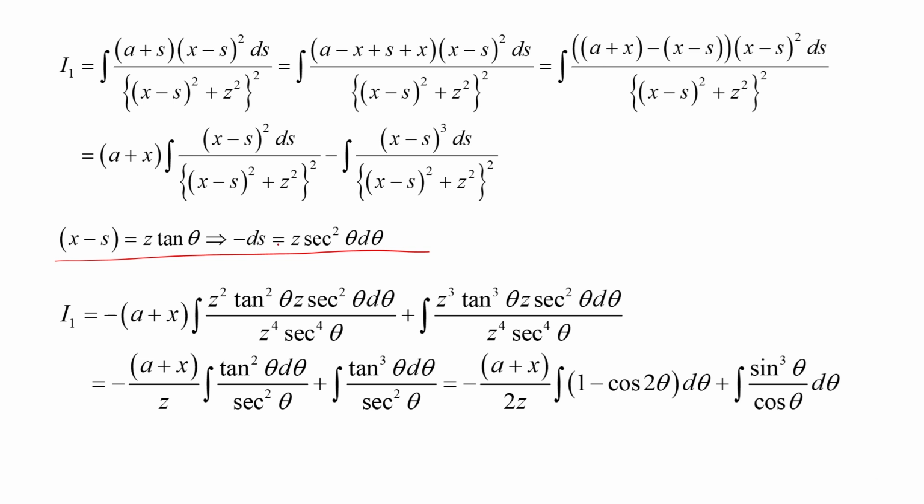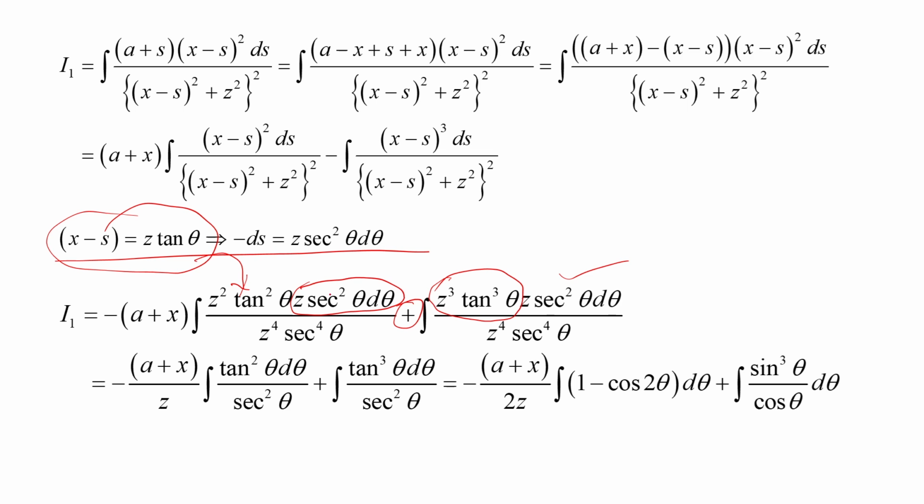So ds is equal to minus z sec square theta d theta, and (x minus s) whole square is z square tan square theta. This minus and that minus give plus, and then (x minus s) whole cube is z cube tan cube theta, and ds is equal to z sec square theta d theta, with the signs working out the same way.